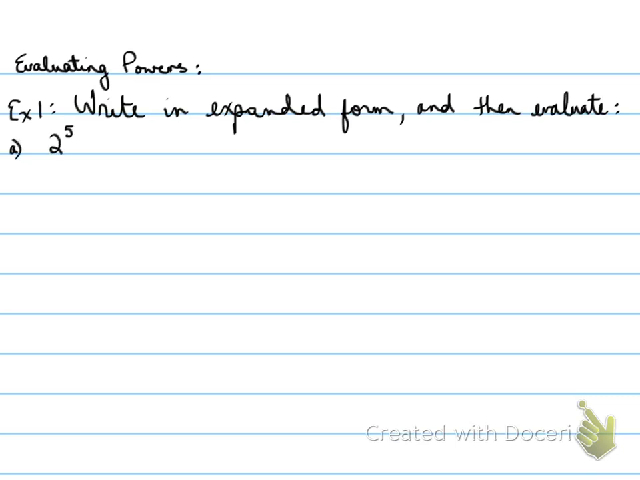Evaluating powers. What we're going to do here is evaluate certain powers. And we're going to write them in expanded form, and then we're going to evaluate them. So, for example, 2 to the power of 5. Negative 3 to the power of 3. Negative 4 to the power of 2. And this negative 4 to the power of 2. We're going to talk about this in just a minute.